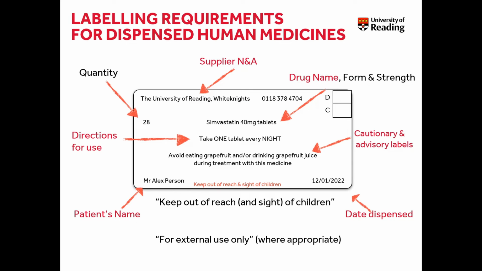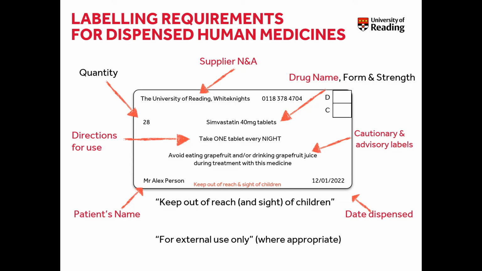Okay, so when we come to think about the actual dispensed item, this is where you will come to dispense the actual product. Things are slightly different. Here on the slide there is an example label. It's for simvastatin tablets. It shows that it has been dispensed by the University of Reading. The bits in red are legal requirements. Legally we need the supplier's name and address, so that's the pharmacy which is making the supply, in this case, the University of Reading.